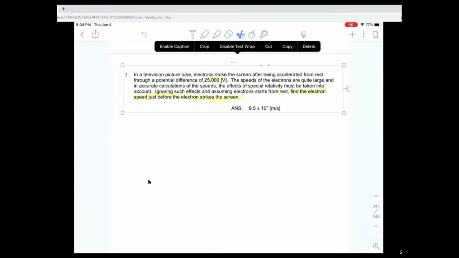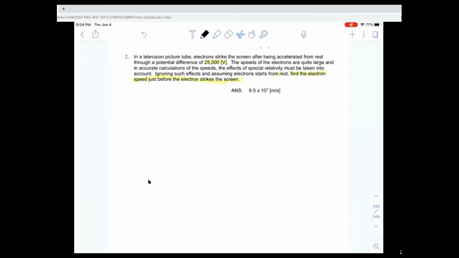So let's do this. What do I know? I know that the voltage potential difference is 25,000 volts, and our charge is an electron. So it's a unit charge that we got.